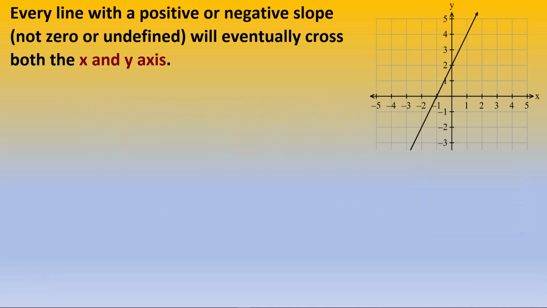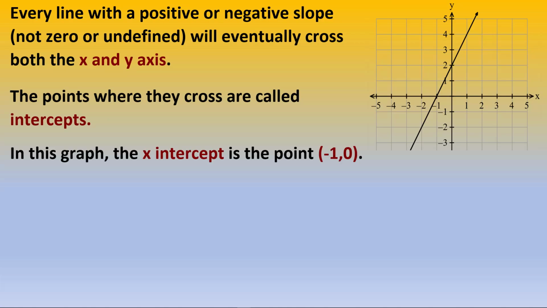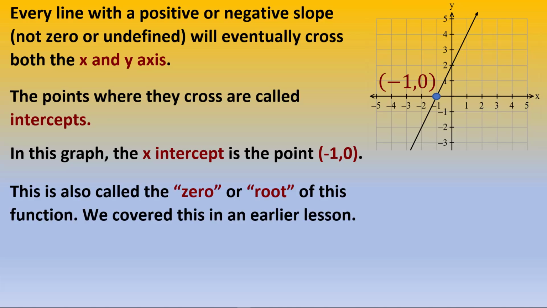Every line with a positive or negative slope, not zero or undefined, will eventually cross both the x and y axis. The points where they cross are called intercepts. In this graph, the x-intercept is the point -1, 0. This is also called the zero or root of this function. We covered this in an earlier lesson. The y-intercept is the point 0, 2.